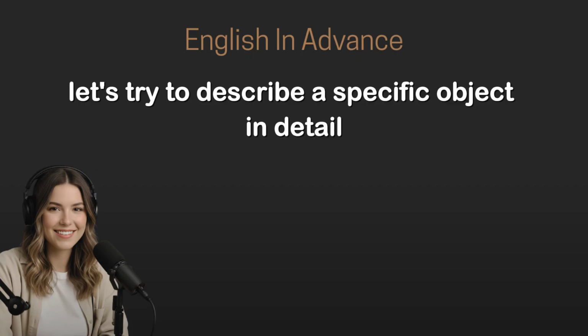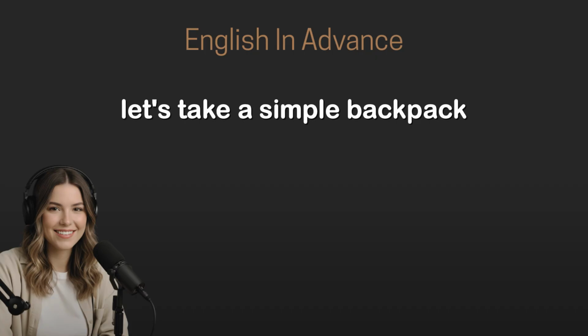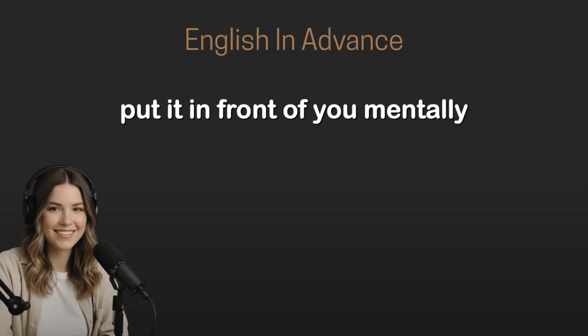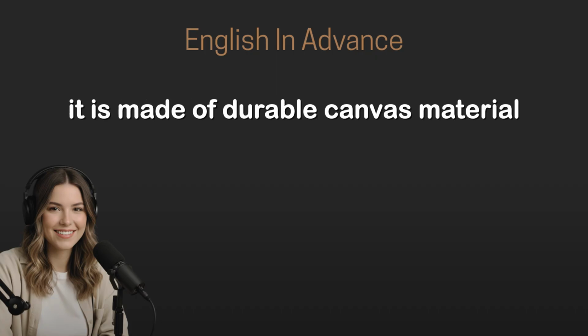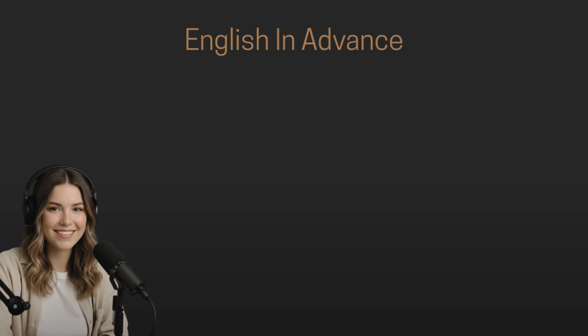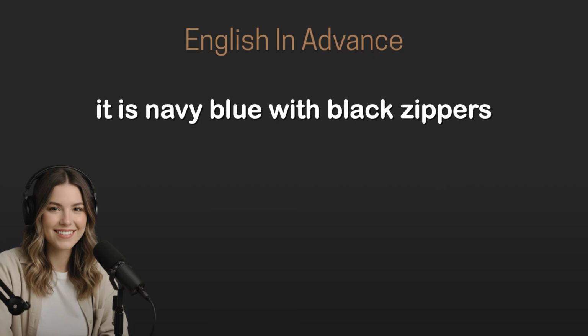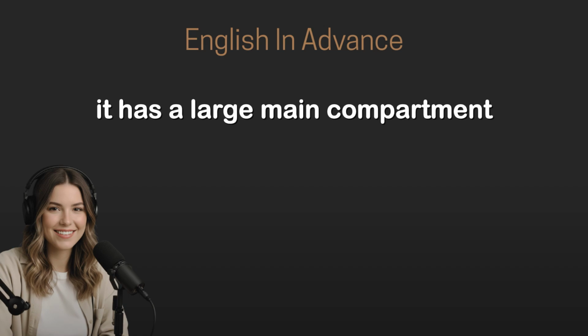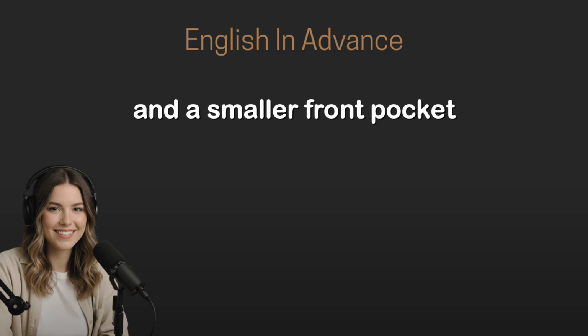Let's try to describe a specific object in detail. Let's take a simple backpack. Put it in front of you mentally. It is made of durable canvas material. Durable means strong and long-lasting. It is navy blue with black zippers. It has a large main compartment and a smaller front pocket.